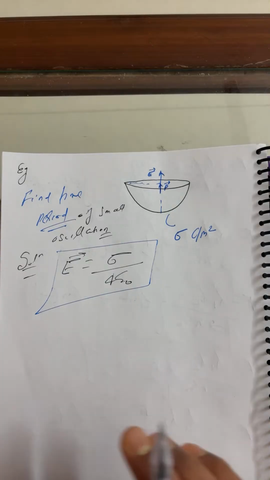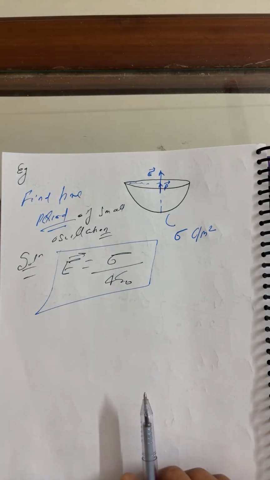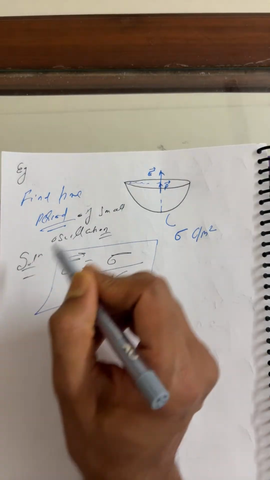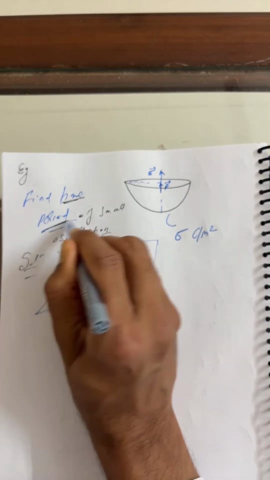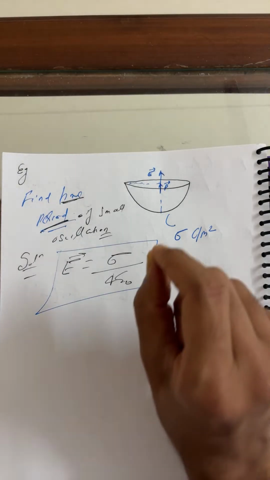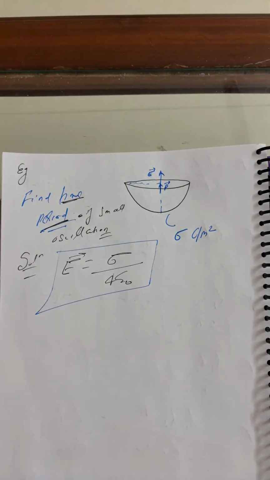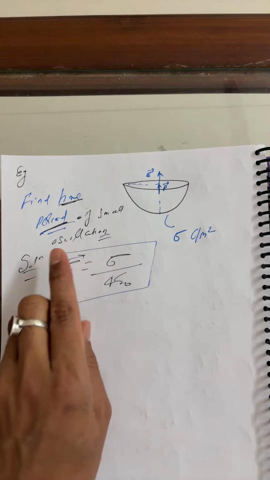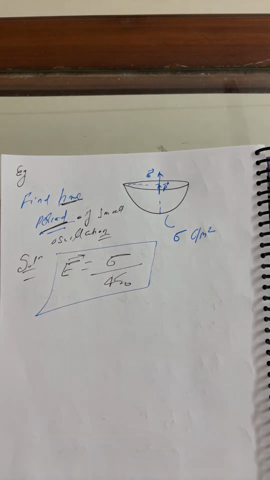If you wish to find the time period, from your side you have to take into consideration a small displacement, because they mentioned you have to find the time period for what? Time period for small oscillation. We can see small oscillations here. So this is my idea.